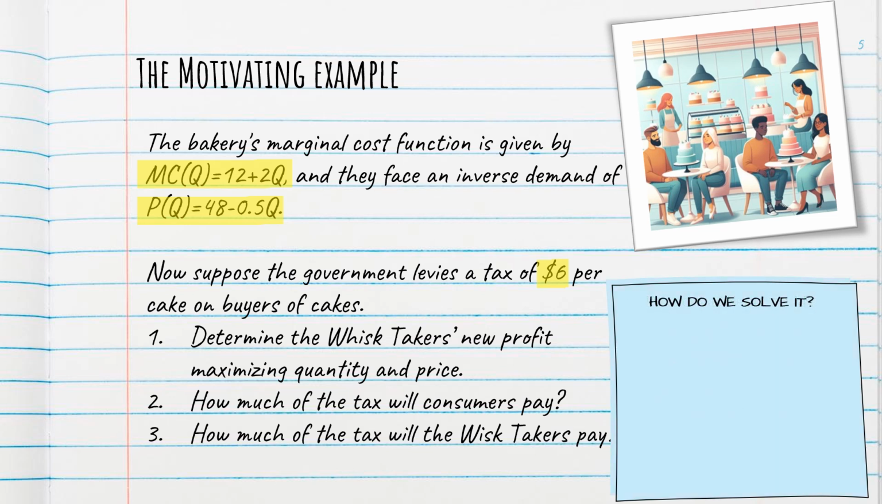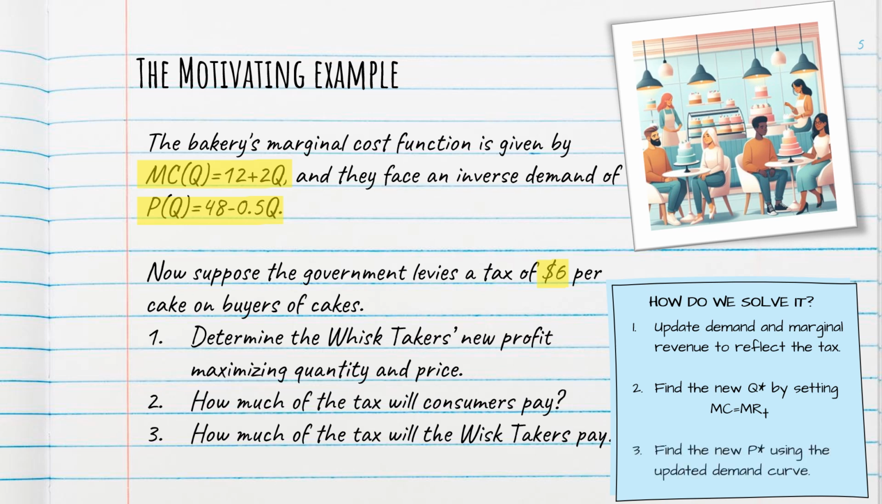How are we going to solve this question? We need to start by updating the demand and associated marginal revenue curve to reflect the tax. Once we have this updated marginal revenue curve, we find the new profit maximizing quantity by setting marginal cost equal to the marginal revenue curve. And then finally, we find the new price using the updated demand curve.